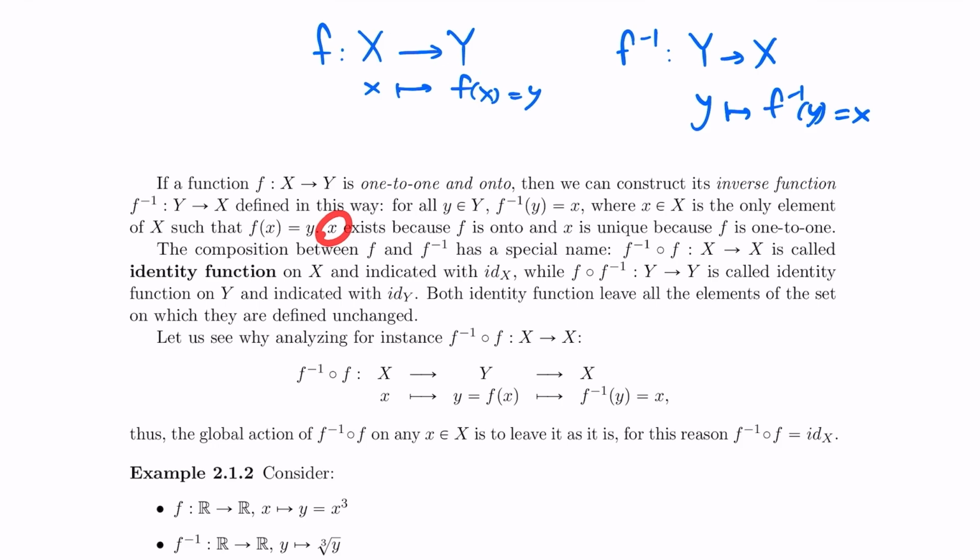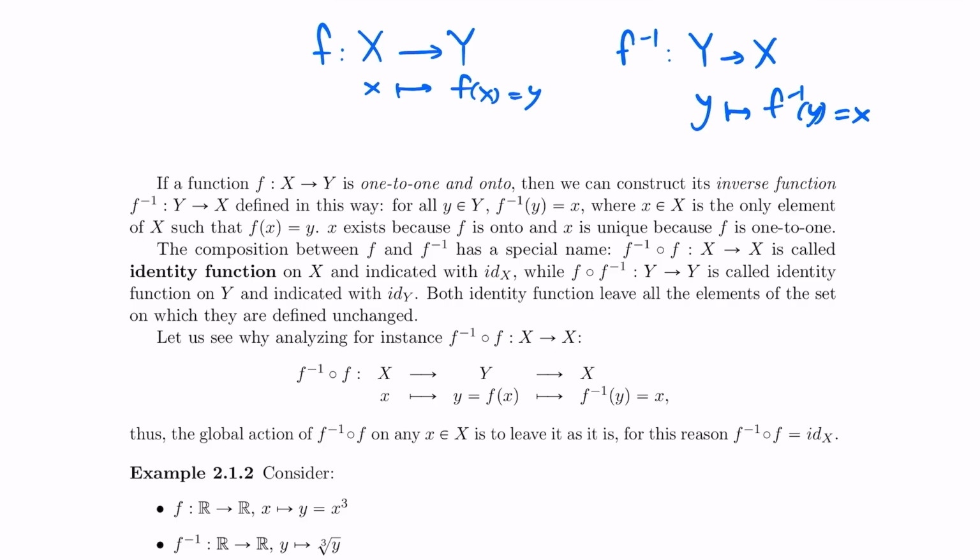Notice that x exists because f is supposed to be onto, plus x is unique because f is supposed to be one-to-one. So both properties must be satisfied at the same time in order to be able to define the inverse of a function. Here you can find an explicit example of inversion of a function.